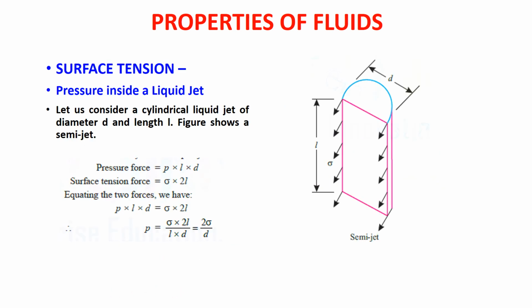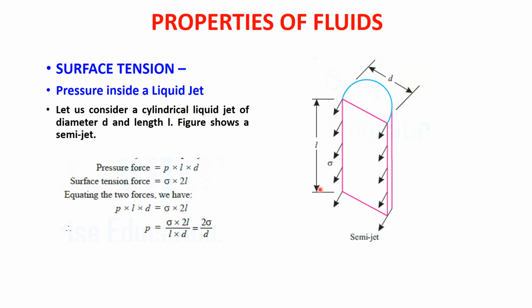Now the third is the pressure inside a liquid jet. Remember that the two quantities which we have taken were for actual circular shapes. Now we are going to take a liquid jet which is coming out of the system. The diagram will show that the surface tension forces are acting on the outside of the liquid jet, and the liquid jet is flowing through the system. So let us consider a cylindrical liquid jet of diameter d and length L. Here d is the diameter of the jet which is coming out of the system, and the length of that liquid jet is L.